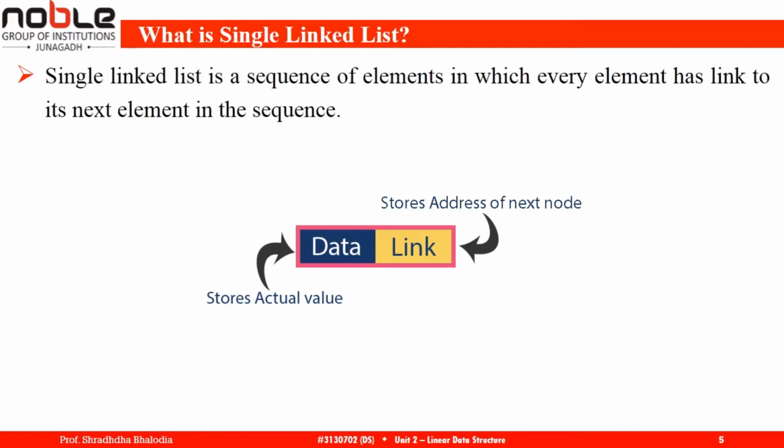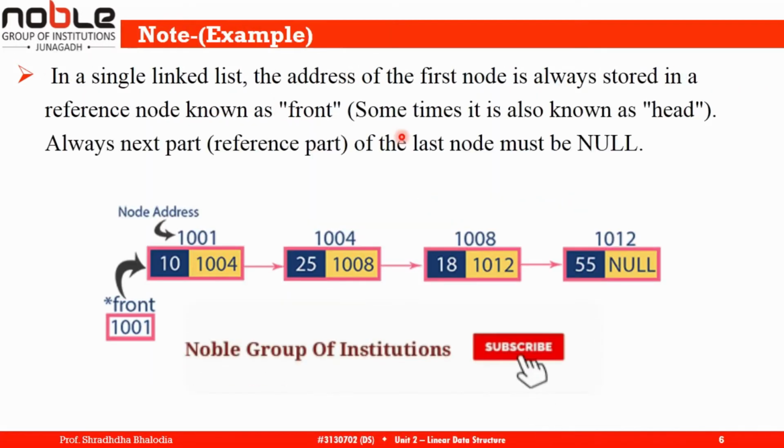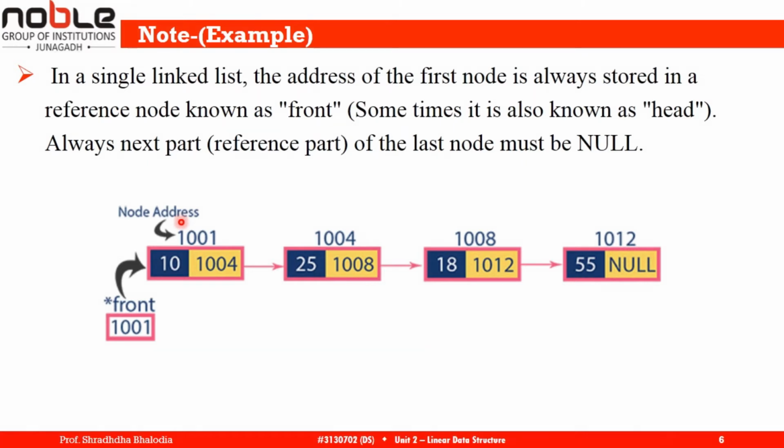Now we move forward to what is a node and the exact meaning of single linked list. Here we have one figure which shows the node of a linked list. There are two parts in one node: one is the data and another one is the link. The data part stores actual values, and the link part stores the address of the next node. Using the link we can connect the node with the next node. A single linked list is a sequence of elements in which every element has a link to its next element in the sequence. Here we have an example of a single linked list.